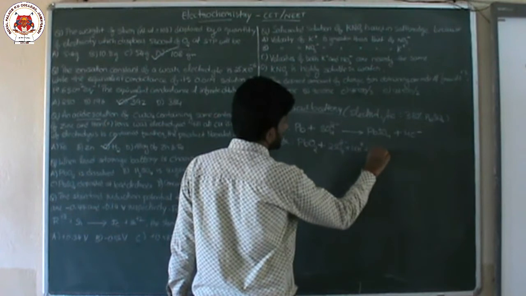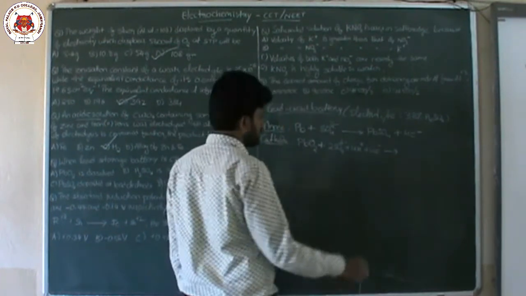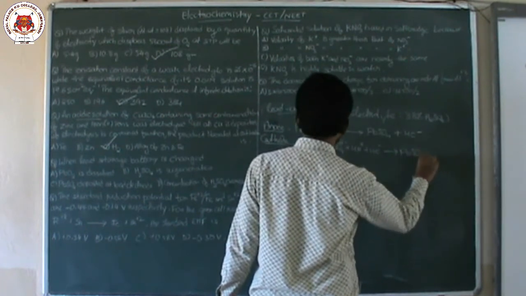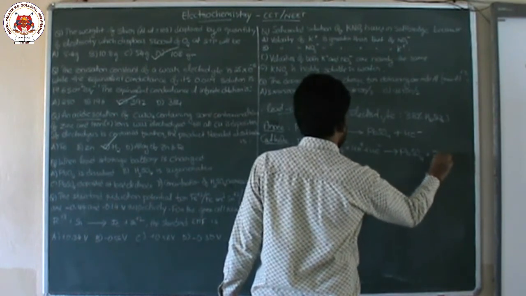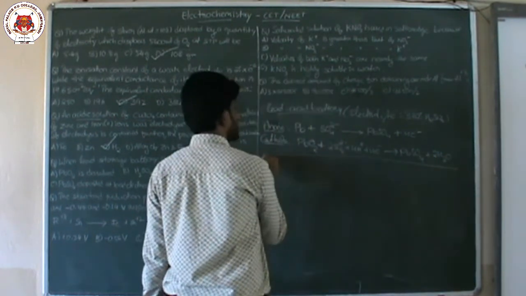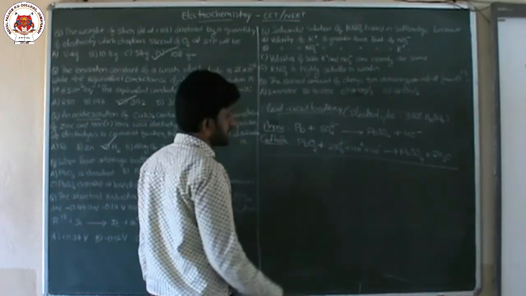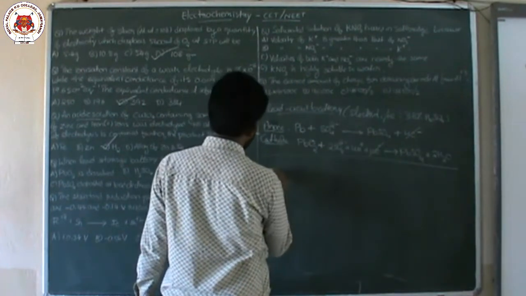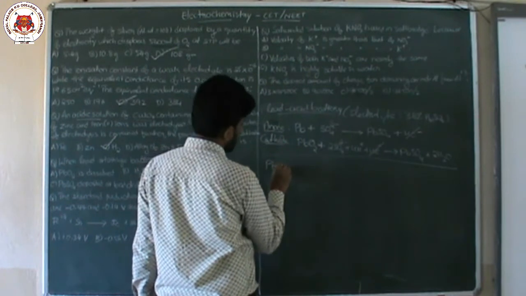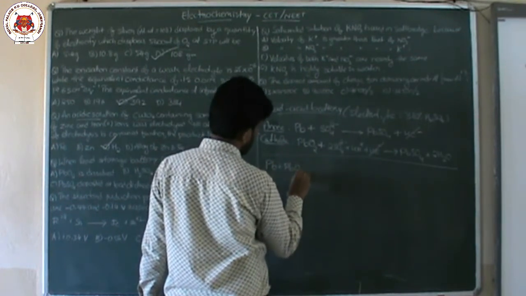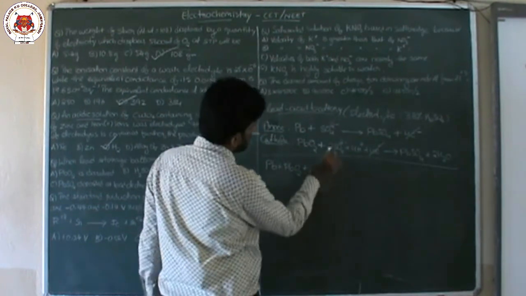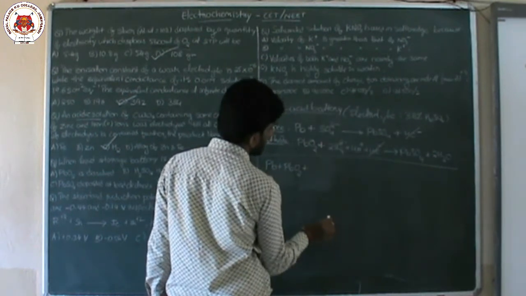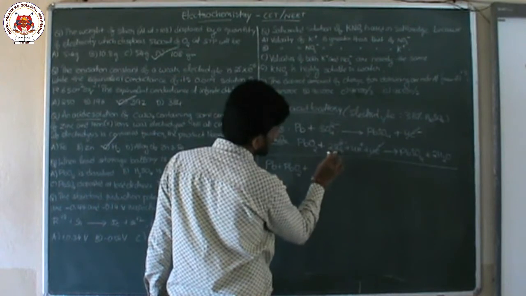At cathode, this reduction takes place. And this is formed. So what is the net reaction that takes place? This 4 electron I will cancel. Then Pb plus PbO2 plus, here one SO4 is there. Here also SO4 is there.